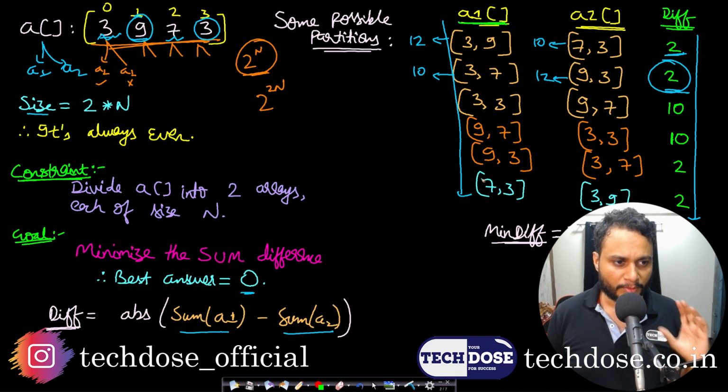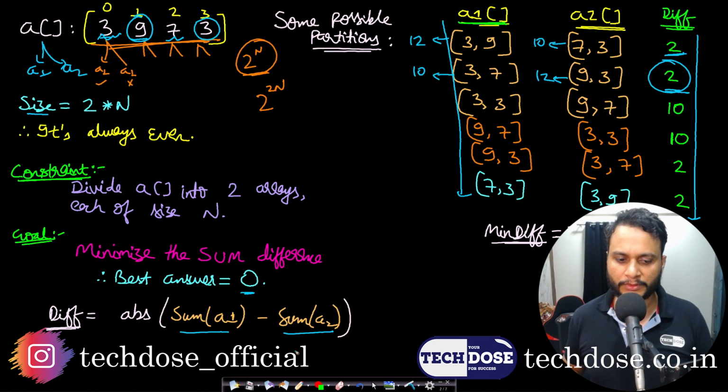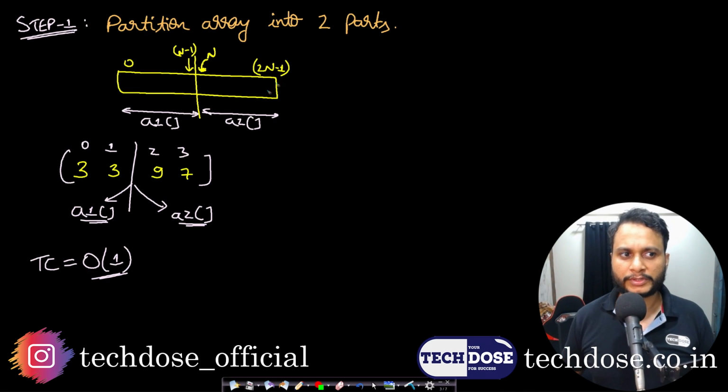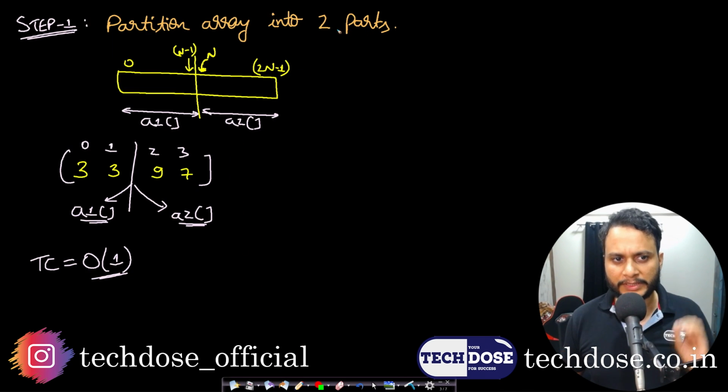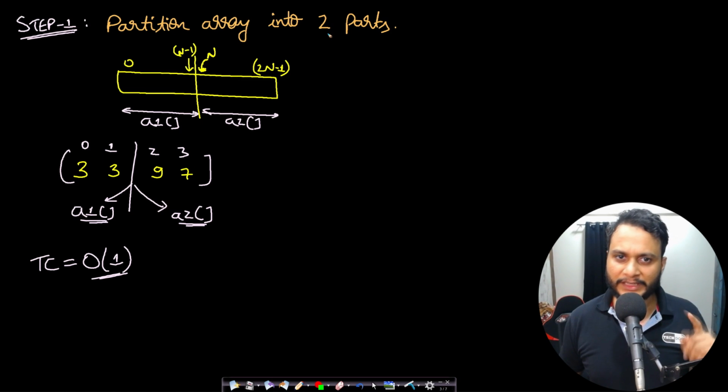I hope the problem statement and the goal is clear. So let's look at one possible solution. Now I will assume that you know the meet in the middle algorithm, and I will give you each and every step one by one. So let's look at step number 1.